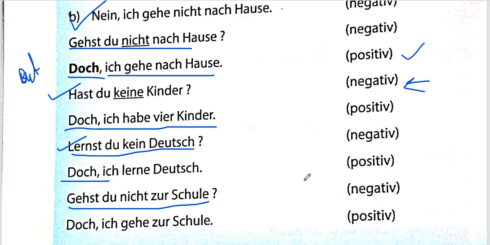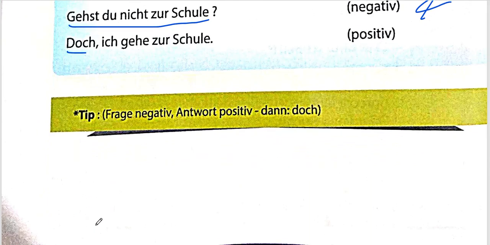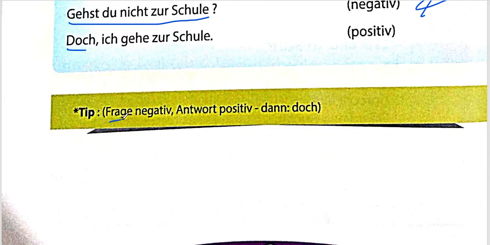Gehst du nicht zur Schule? Negative question. So the answer should be with doch. Gehst du nicht zur Schule? But I am going to school. So ich gehe doch. Ich gehe zur Schule. So Frage negative, Antwort positive, dann doch.